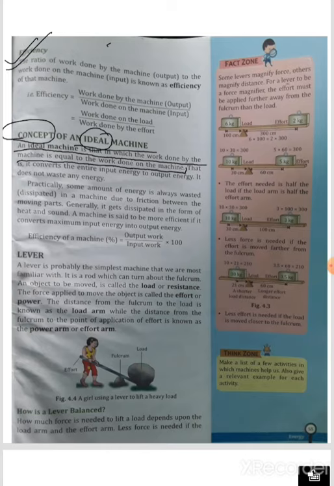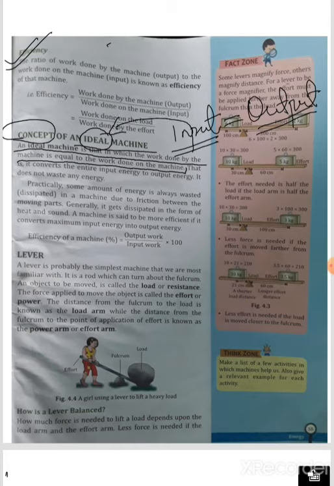So if you have a machine where the input that you apply on the machine is equal to the output given by the machine, such a machine is called an ideal machine. This means it can convert the entire input energy to output energy, and a very important thing here: it does not waste energy. So an ideal machine does not waste energy.